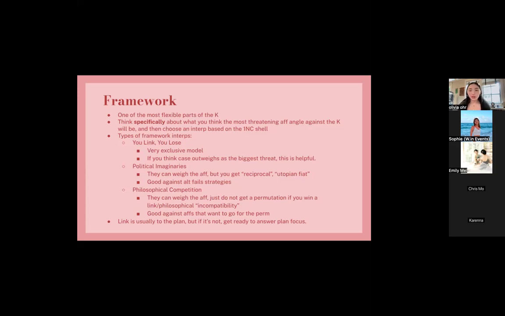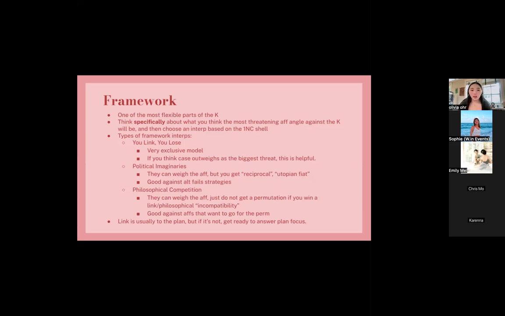So there are 3 main types of framework interps. First is you link, you lose, which I was referencing above. This is a super exclusive framework model. An interpretation could be, for example, in order to weigh the fiated consequences of the plan, the aff must defend their epistemological representations and justifications. Your offense for defending this framework interpretation would be reasons why debating or examining epistemology first is good, and why the aff should lose for a violent representation, or why letting the aff evade a violent representation is bad.